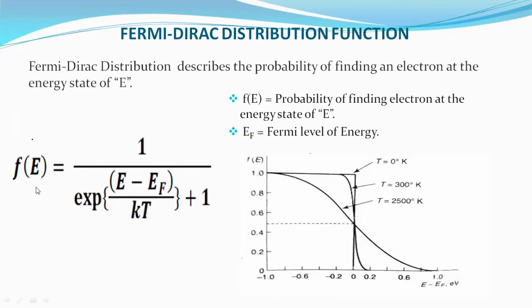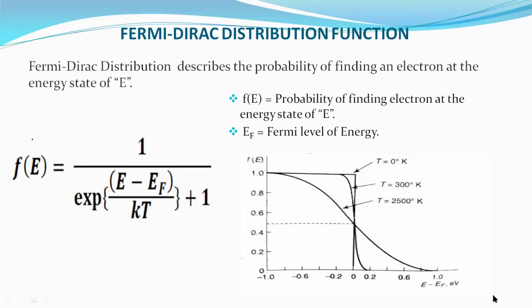It is not at all a function of energy, but it is a function of temperature only. So f of E is the probability of finding an electron at the energy state of E, and EF is called the Fermi level of energy, some particular level of energy. Like the conduction band and valence band, this is some virtual energy band of any material. EF is also some specified level of energy for a material, and we still don't know where it should lie exactly, but we will try to evaluate that.